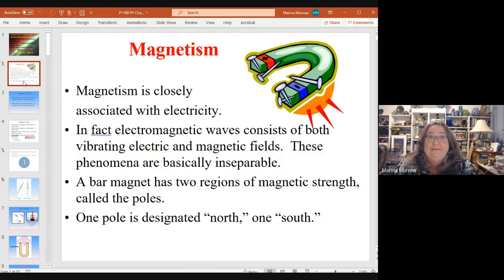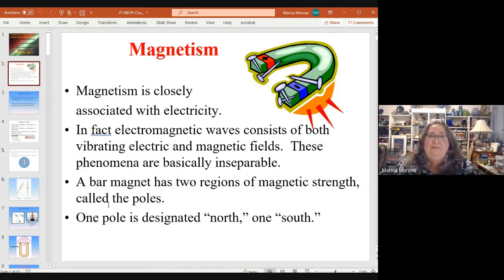So magnetism is closely associated with electricity. And so when we're looking at magnetism, this is a result of some electric process that's taking place. Electromagnetic waves, which remember we talked about those, radio waves, infrared waves, and so on, those are electromagnetic waves. And those are actually made up of electric fields and magnetic fields.